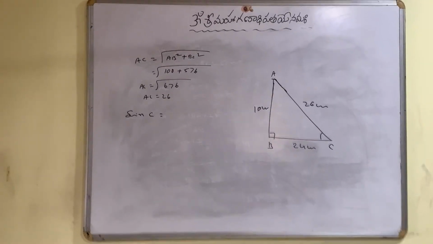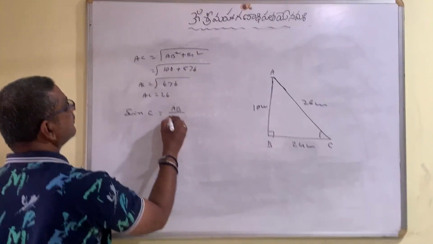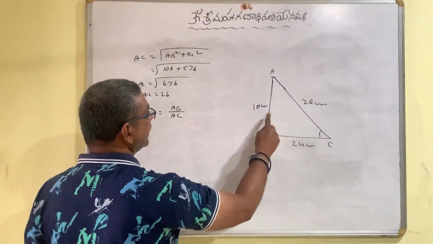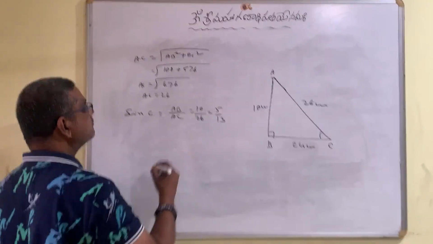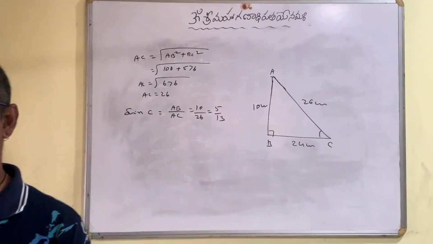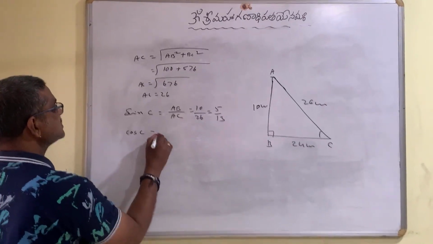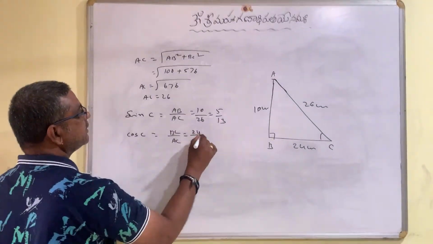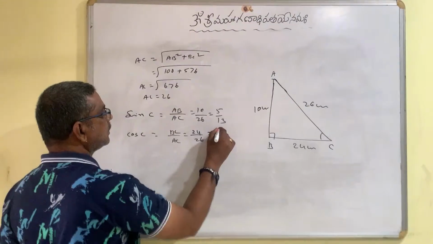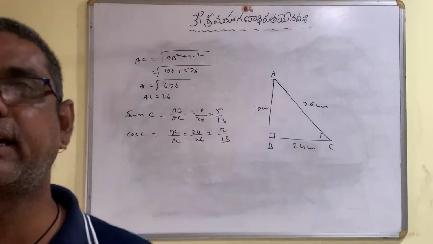So sin C, side opposite to angle C by hypotenuse, 10 by 26, which is 5 by 13. Next, cos C, side adjacent to angle C by hypotenuse, 24 by 26. On simplifying, we will get 12 by 13. Is that right?